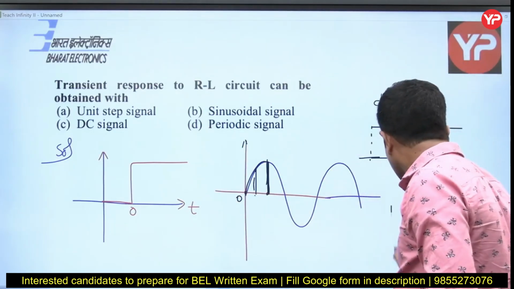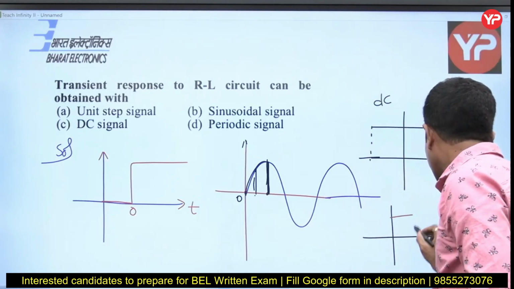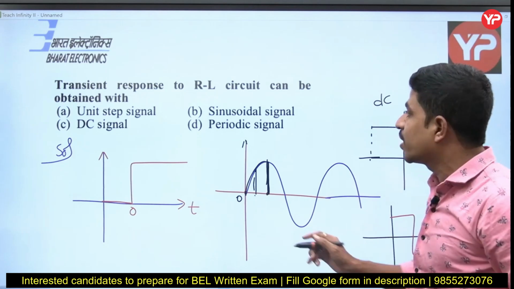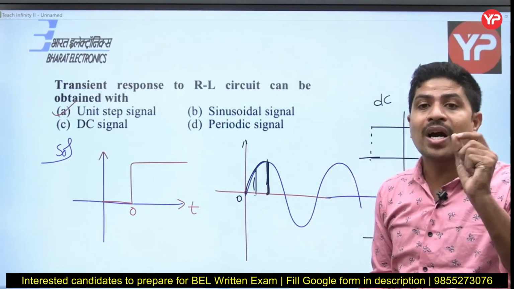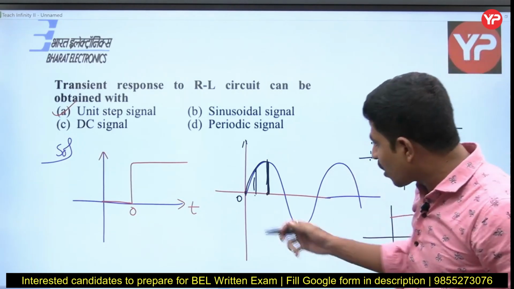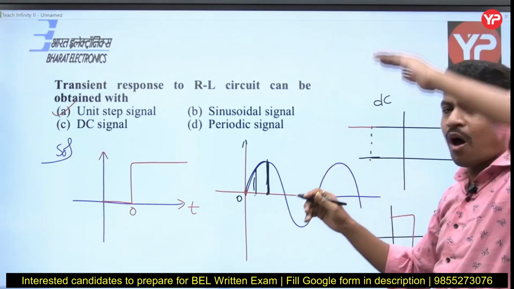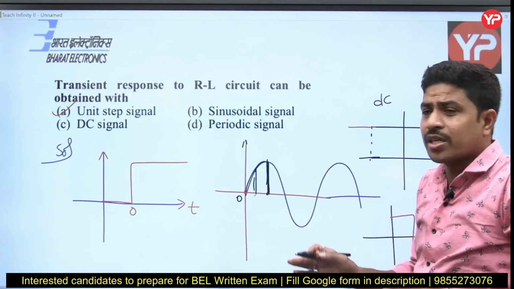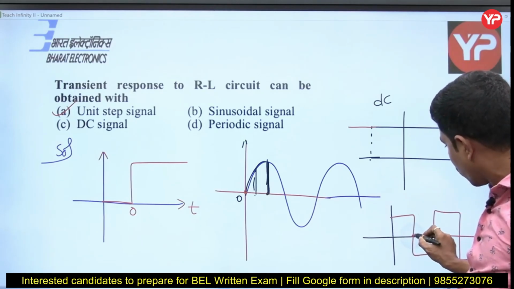Any periodic signal also can give you transient. But among these, which one will give you pakka transient? That is the unit step signal, option A. There is no doubt in that. Why? Suppose you are closing your switch on DC, no transient, since it is there from long back. Already all the elements have reached steady state, so no transient. Here also, you are closing your switch at this point.